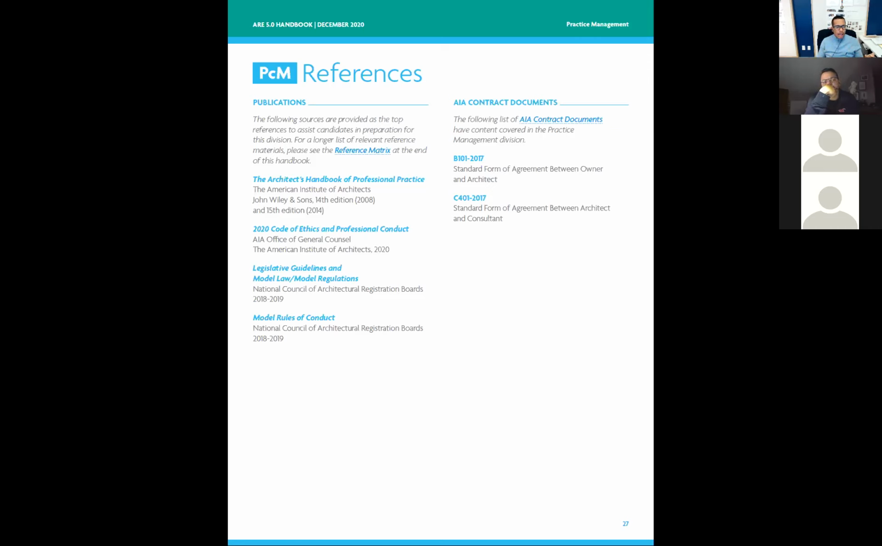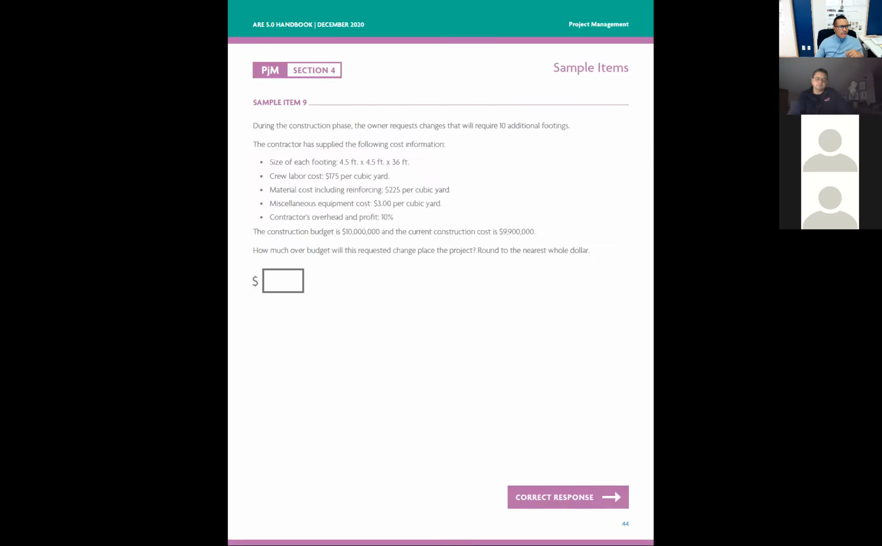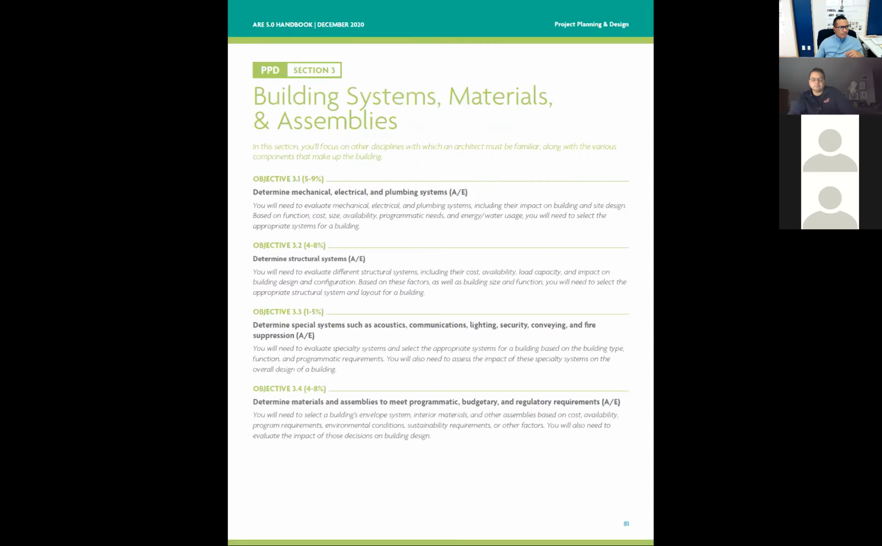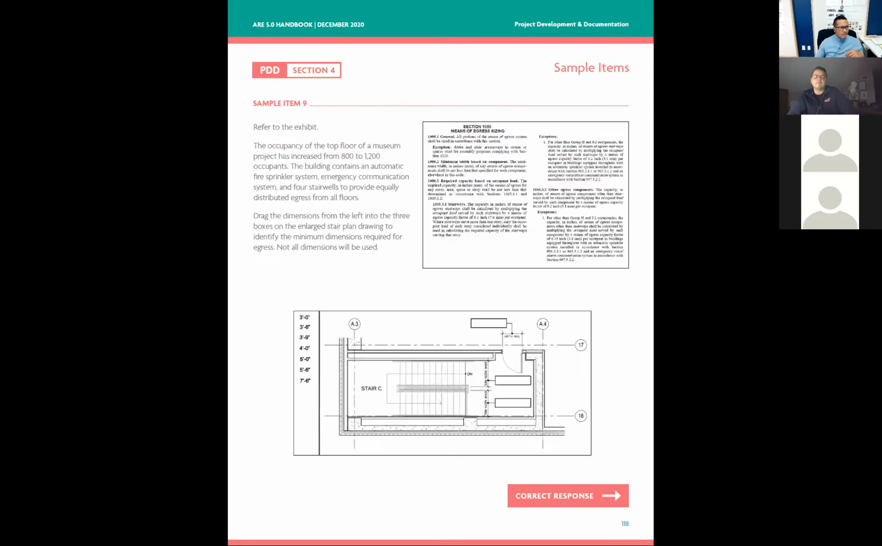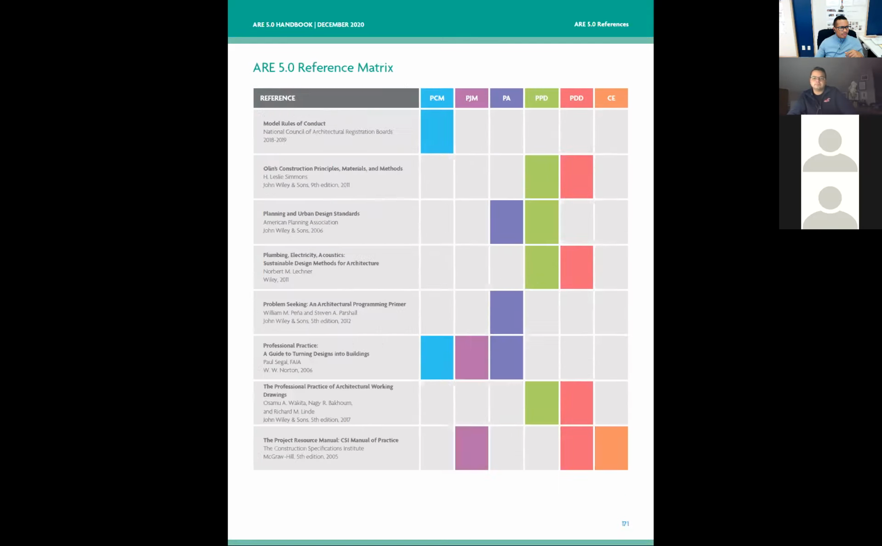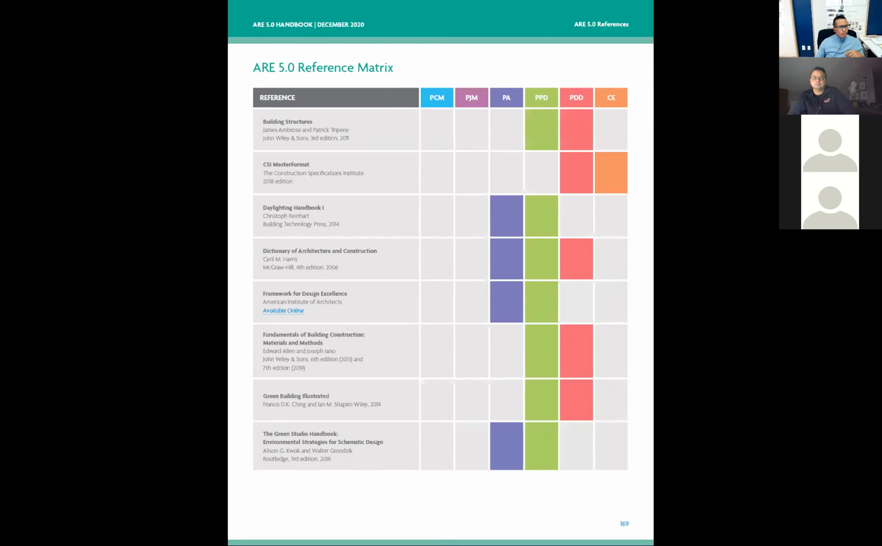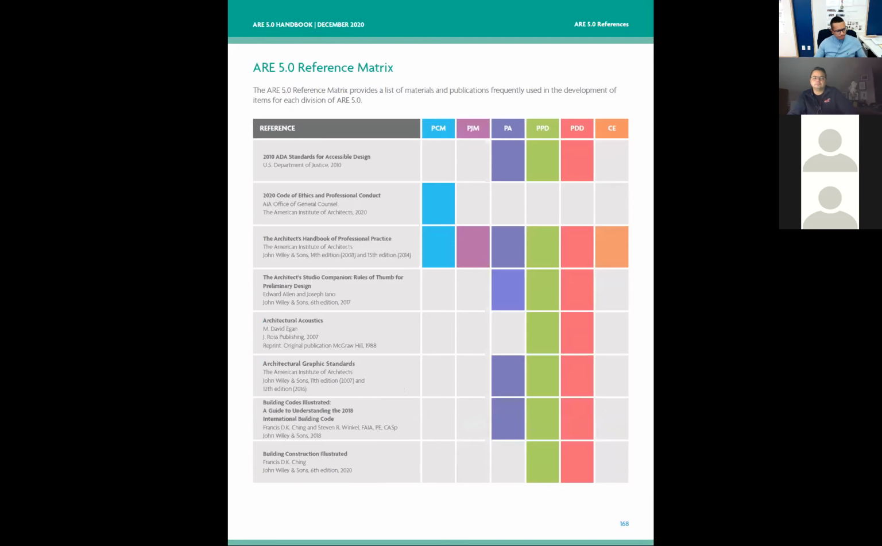Really. The Handbook of Professional Practice, the 2020 Code of Ethics, which I don't have; I should actually go get it. The legislative guidelines and model law, model regulations, the model rules of conduct, the B101 and the C401, and you're golden. There are more resources that they have at the end of this. I don't know if they have it at the end of this one like the previous one. Let's take a look. Yeah, they do. All of the blue ones. Okay, so there are probably more.